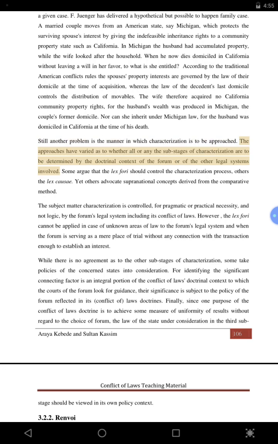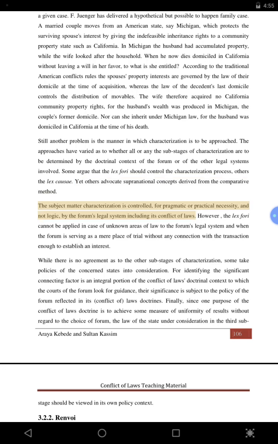The approaches have varied as to whether all or any of the sub-stages of characterization are to be determined by the doctrinal context of the forum or of the other legal systems involved. Some argue that the lex fori should control the characterization process, others the lex causae. Yet others advocate supranational concepts derived from the comparative method.